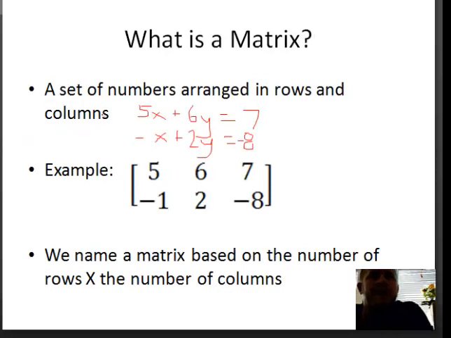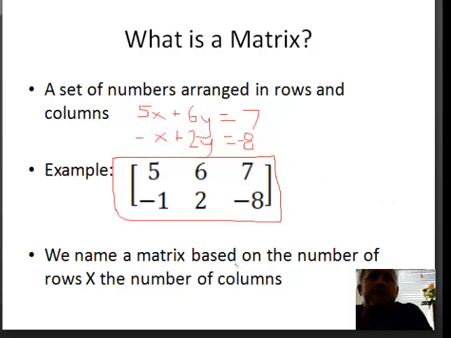A matrix is going to be a set of numbers arranged in rows and columns. If you have two equations that look like 5x plus 6y is equal to 7, and then negative x plus 2y is equal to negative 8, you're going to take the coefficients in front of each variable, and your answers, and you're going to arrange it like this inside a matrix. This is a matrix that you'll be entering into your calculator.